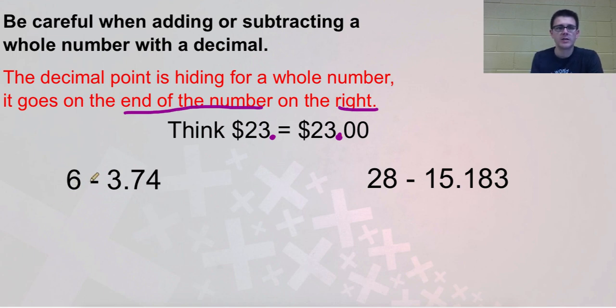So same thing down here, 6 minus 3.74. I'm going to write 6, but I'm going to write it with the decimal. That decimal goes right at the end of my number, and I'm going to add in 2 zeros because there are 2 decimal places in my other number.